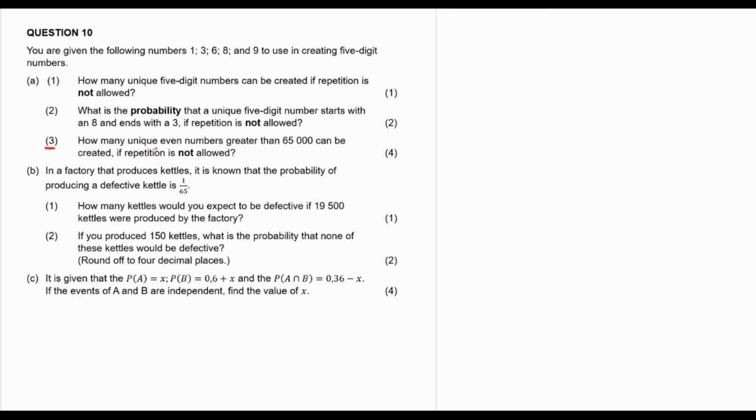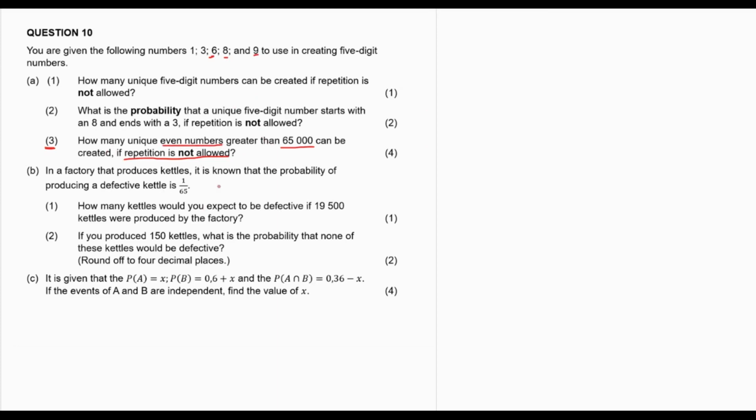How many unique even numbers greater than 65,000 can be created if repetition is not allowed? Let's check our restrictions here. The number should be greater than 65,000. So it means the first number must be a 6, can be a 9, maybe can be an 8, we'll see. Because again it says how many even numbers.